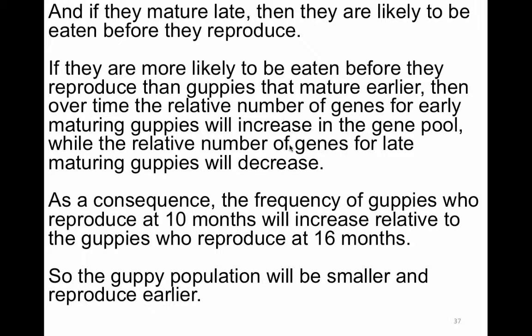If they are more likely to be eaten before they reproduce than guppies that mature earlier, then over time, the relative number of genes for early maturing guppies will increase in the gene pool, while the relative number of genes for late maturing guppies will decrease. As a consequence, the frequency of guppies who reproduce at 10 months will increase relative to the guppies who reproduce at 16 months. So the guppy population will be smaller and reproduce earlier.